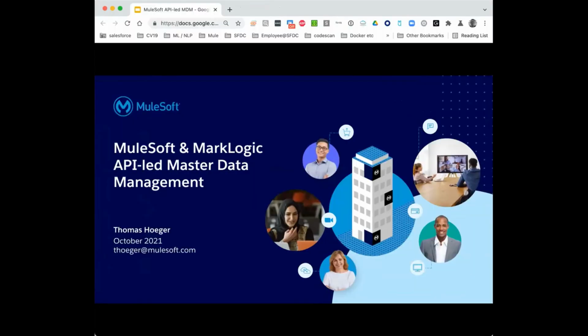Yeah. Okay. Hello. So yeah, I'm Thomas Höger. I'm with MuleSoft since last year, but I'm 20 years in IT, 10 years with Salesforce, and working now as a strategic architect in the customer success team at MuleSoft. And what I'm going to discuss today is the API-led approach and master data management.